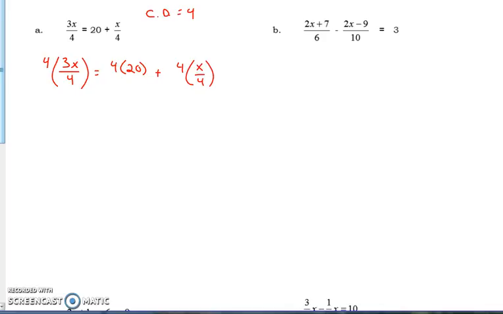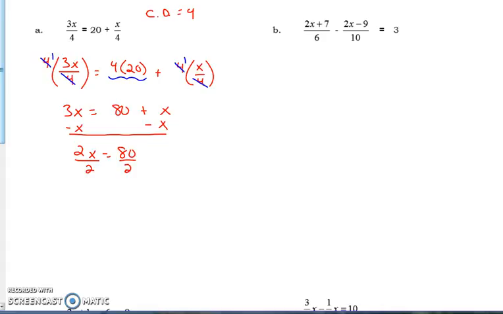Once I do that, I'm going to reduce. 4 divided by 4 is 1. I can't reduce anything with the 4 and 20 because there's no denominator, there's no division to reduce it with. And then over here, 4 divided by 4 is again 1. So now I have, at the beginning, 1 times 3x is 3x, equals 4 times 20, which is 80, plus 1 times x, which is x. And again, I have a nice, easy equation that I can solve. I'm going to subtract x on both sides, and then divide both sides by 2, so x is equal to 40.